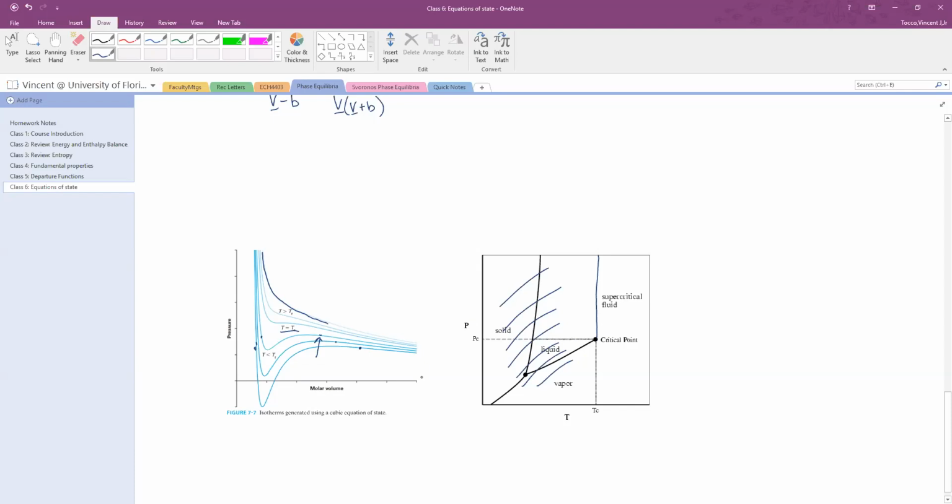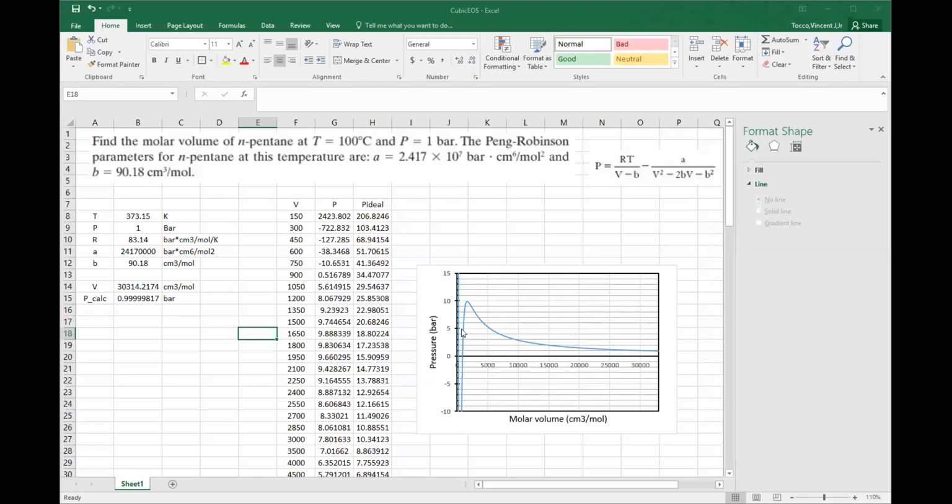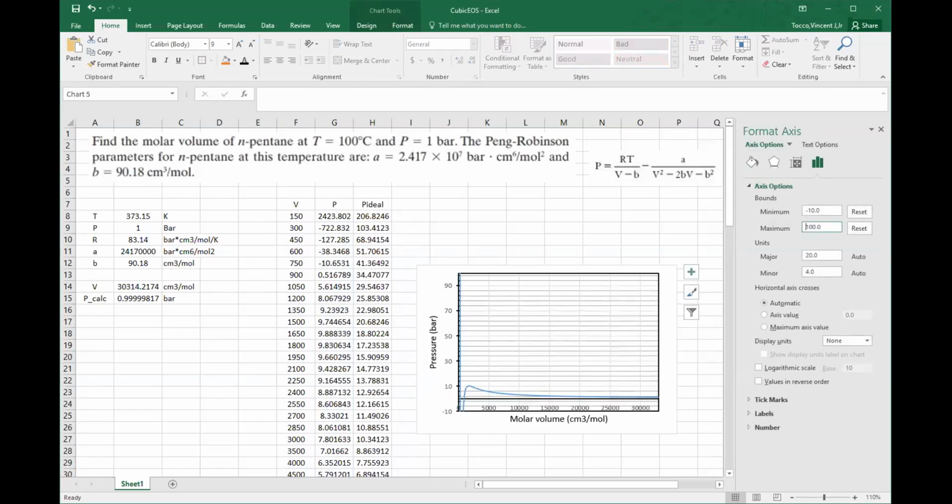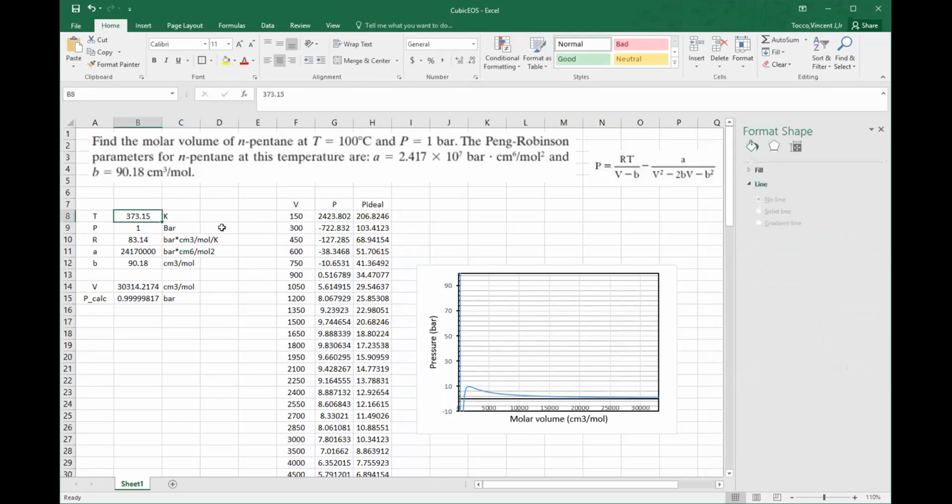And so why this is, I'll talk about in a second. But first, I wanted to show you this in the equation of state solver that we already did in Excel. So I'm going to zoom out a little bit, and I'm going to turn my maximum pressure up to 100 so that we get a better idea for the graph. And then I'm just going to change temperature.